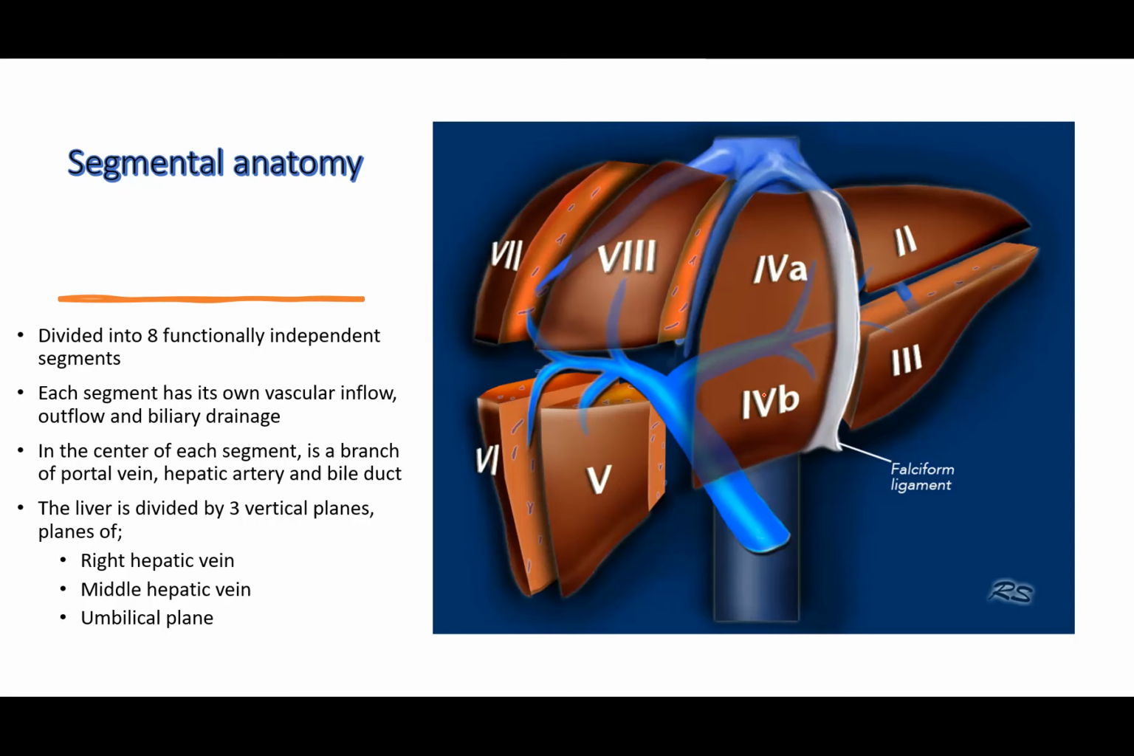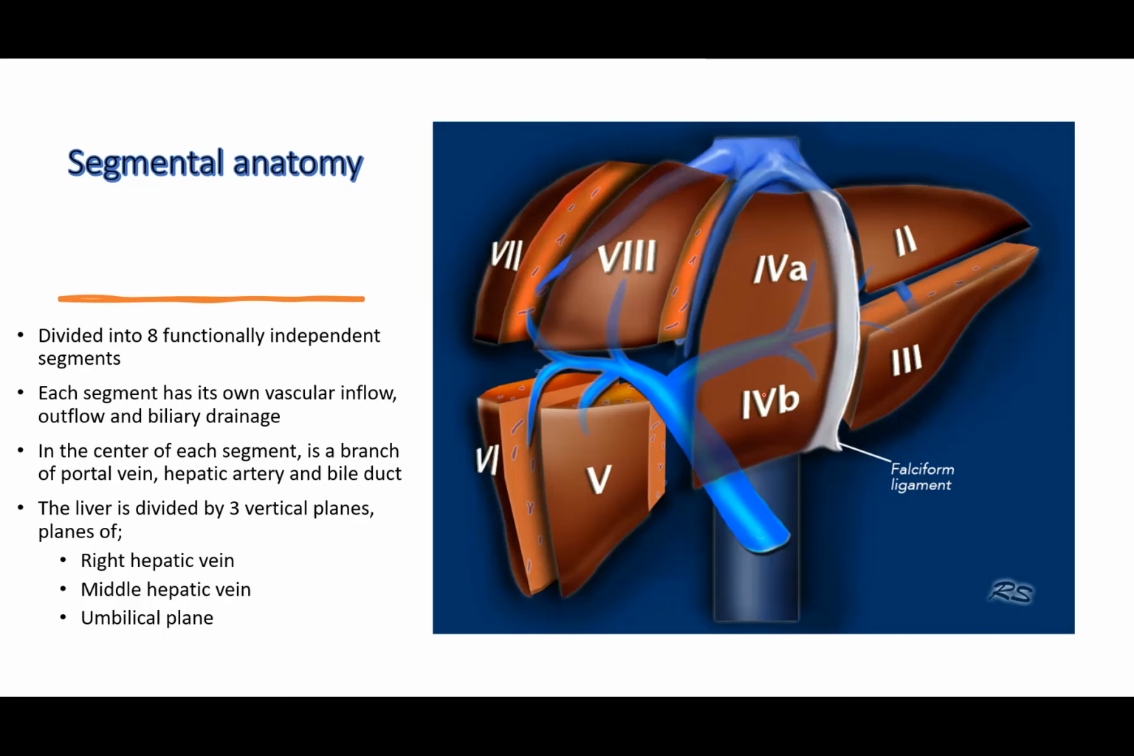Okay, that's why you can see even up to 80% of the liver can be diseased and the liver is still functional because of this segmental anatomy. Now, you should know that in the center of each segment is a branch of the portal vein, hepatic artery, and a bile duct. So at the center of each of these segments is a portal triad.